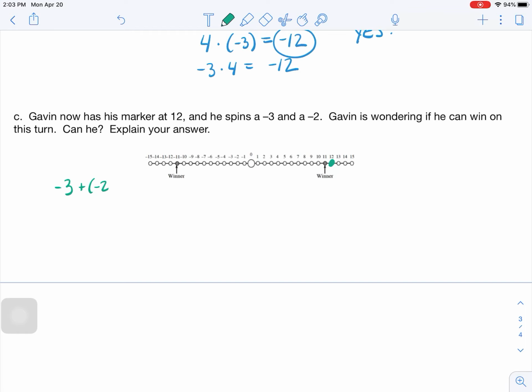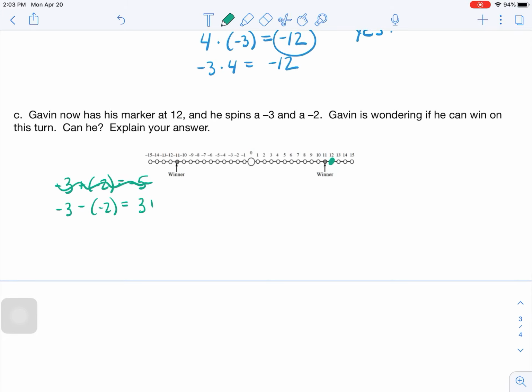Okay, if we list those different combinations, negative 3 plus a negative 2 is going to give me negative 5. Well, negative 5 is not going to make me a winner. And I know that's the same thing if I switch the order, so I can't just switch it and get a different answer. It'll still give me negative 5 for addition. Let's go ahead and do negative 3 minus a negative 2. If I do that, that's the same thing as negative 3 plus 2, and that's going to get me a negative 1.